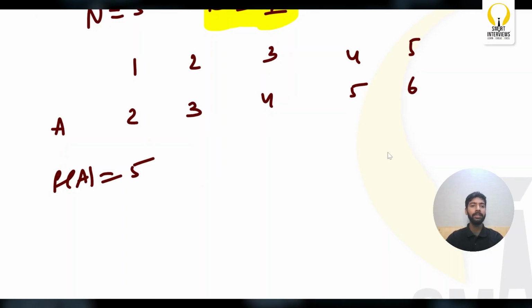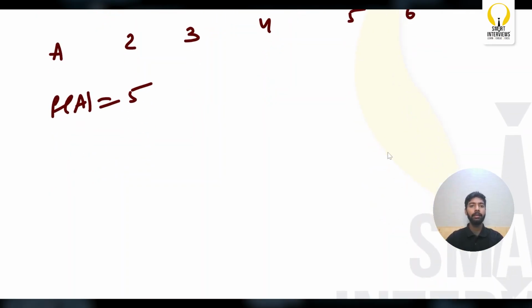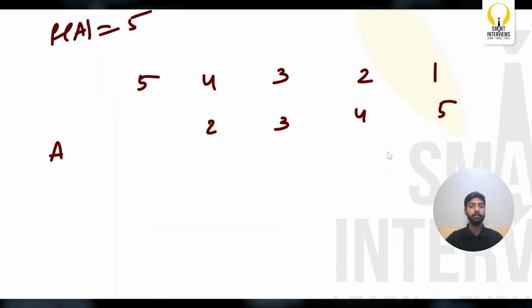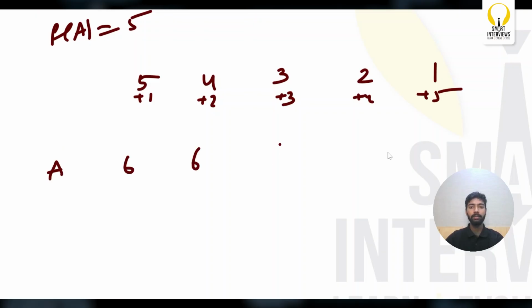So what can I do? One of the possible permutations could be simply to take the descending order, that is 5, 4, 3, 2 and 1. Now if I construct A, we'll add 1, we'll add 2, we'll add 3, we'll add 4, we'll add 5. What is the generated A? 6, 6, 6, 6 and 6. Now do you see F of A is only 1? We wanted k as 1, right?